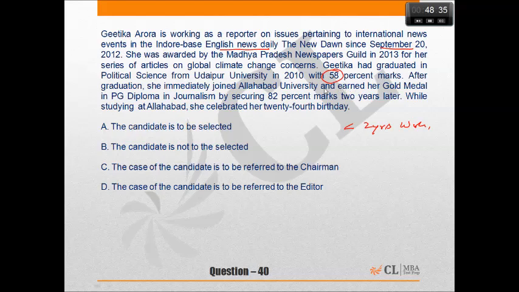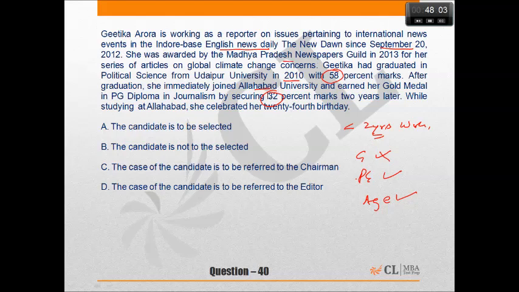Okay. This is fine. So graduation is fine. Sorry, incorrect. PG is fine. While studying in Allahabad, she celebrated her 24th birthday. When did she study in Allahabad? 2010. So in 2010, her age is fine. Age is fine. My only issue is with this part, and she has an award also.